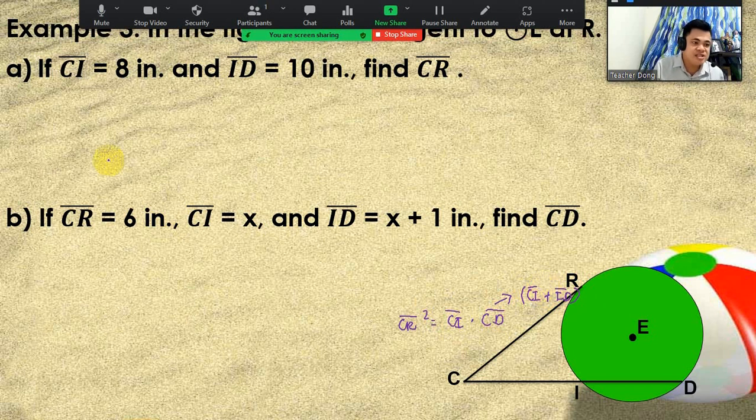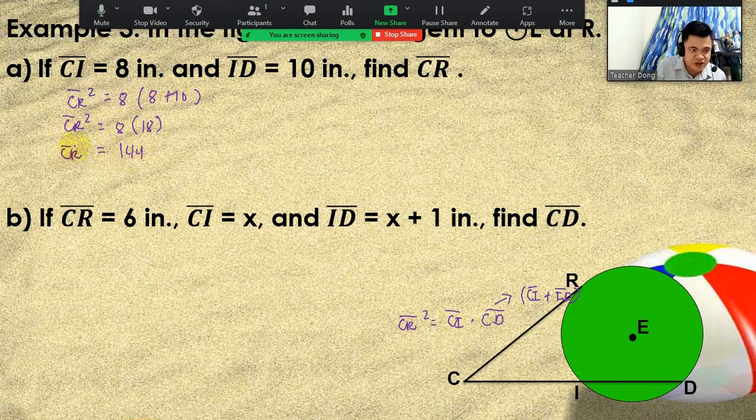Just remember that CD is the sum of CI plus ID. Okay, so let's have letter A. CI is 8, and we are looking for segment CR. So CR squared equals CI, which is 8 inches, times the whole, which is the sum of 8 plus 10, or CI plus ID. Then the next thing that we're going to do is to combine the similar terms. So bring down CR squared equals 8 times 18, and 8 times 18 is 144.